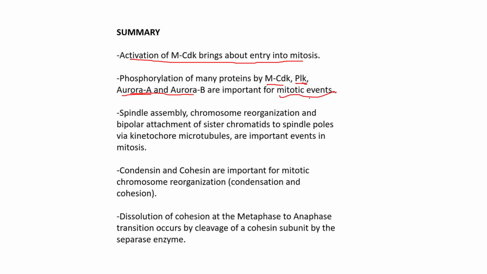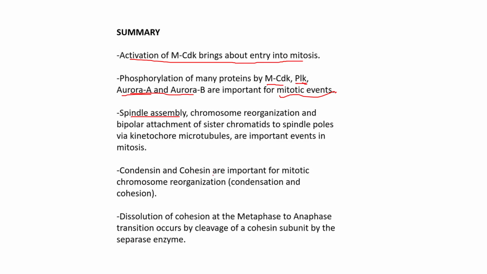Okay, telophase and the cytokinesis stage, by the separation of the chromatids and the formation of the contractile ring. So these are the different kinases which are also involved. And then there is spindle assembly, chromosomal reorganization, and bipolar attachment of sister chromatids to the spindle poles by the microtubules. Spindle assembly on the kinetochore, and then the chromosomes get reorganized at the equatorial plane. The sister chromatids are attached to the spindle poles by the microtubules. Well, these are the important events.